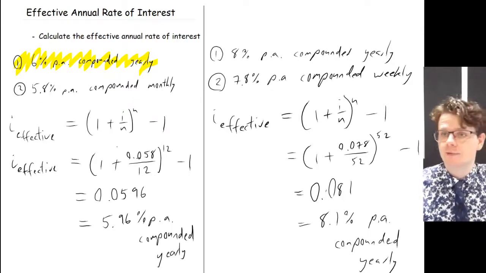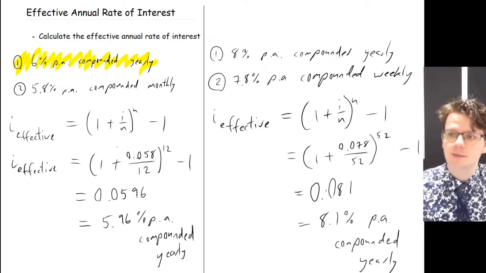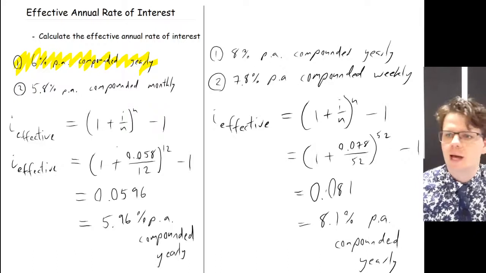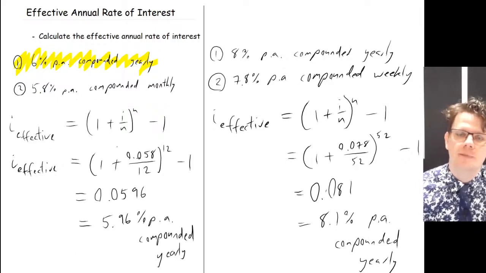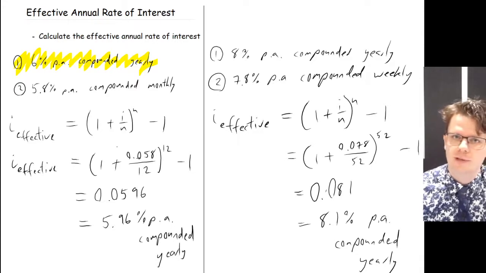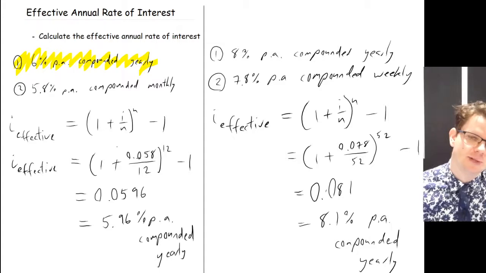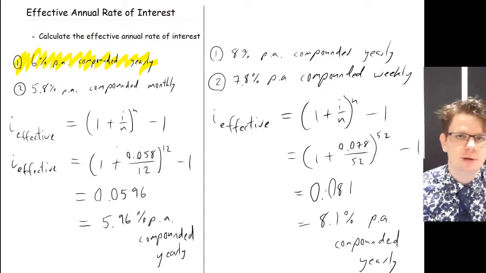And that's how you work out effective annual rate of interest. It's as simple as that single formula. The I comes from the percent, and the N comes from the compounding period. So for daily compounding, you're going to put 365. For monthly, it's 12. For weekly, it's 52. For quarterly, it's 4. And for half yearly, it'll be 2, because there's 2 half years in a full year.